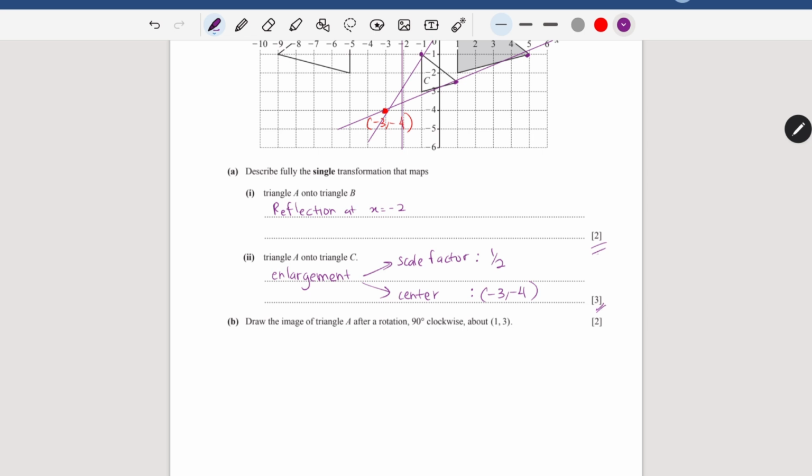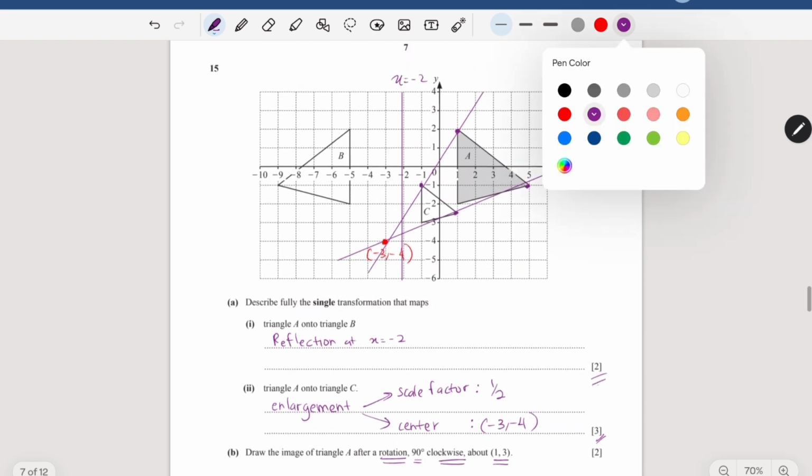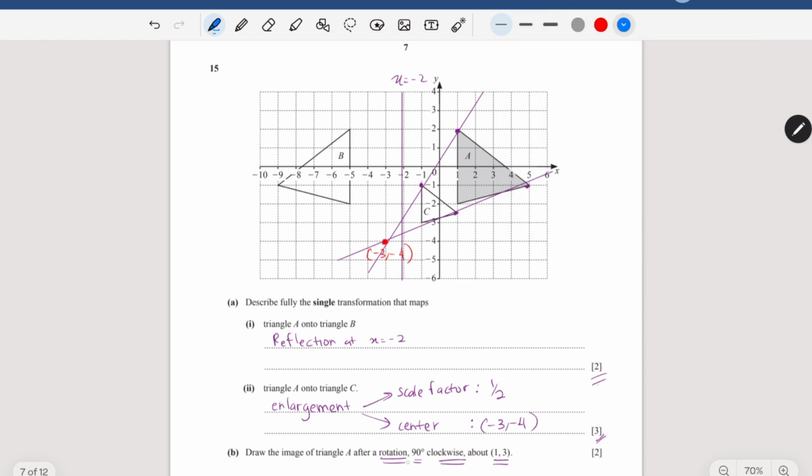Okay, let's look at B. Draw the image of triangle A after a rotation 90° clockwise about the center 1, 3. Let's use a different color, blue. So the center of rotation is 1, 3. So where is the coordinate 1, 3? It's over here. So this is your center of rotation. The rotation is clockwise 90°.